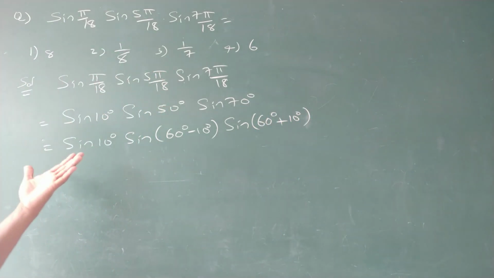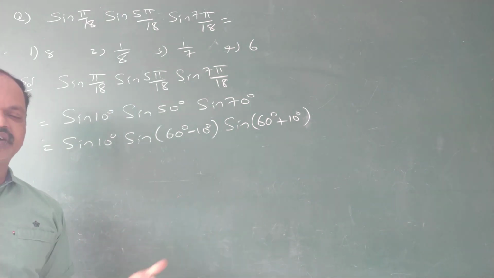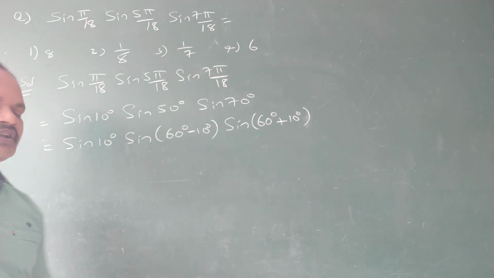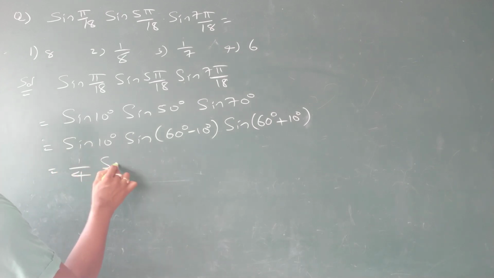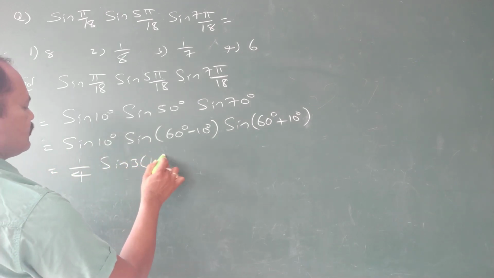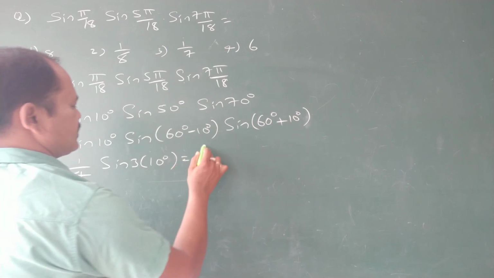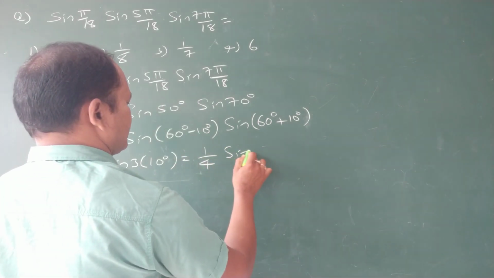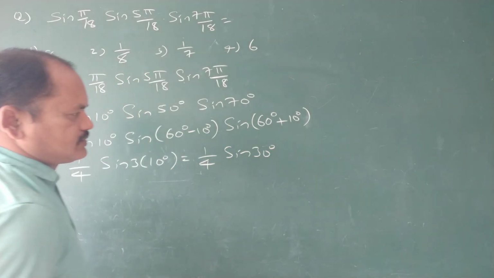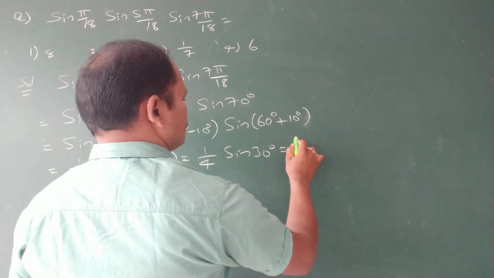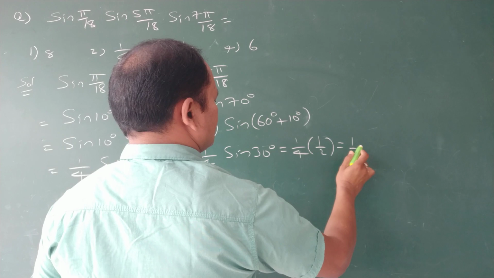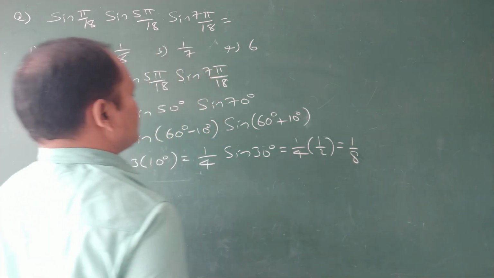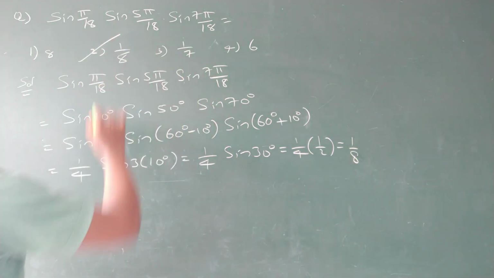Now this is in the form of sin θ, sin (60 minus θ), sin (60 plus θ). That is 1/4 sin 3θ, where θ is 10 degrees. That's why here it is 1/4 sin 30 degrees. So here 1/4 into sin 30, which is 1/2. That's why the answer is 1/8. That is the second option.